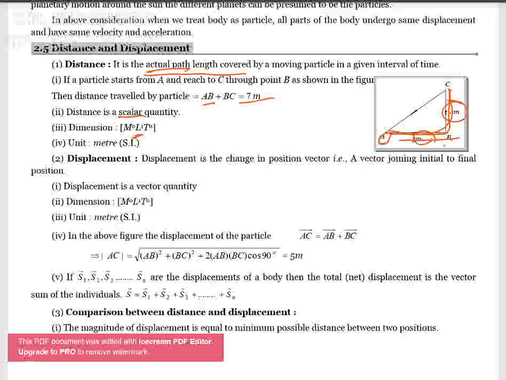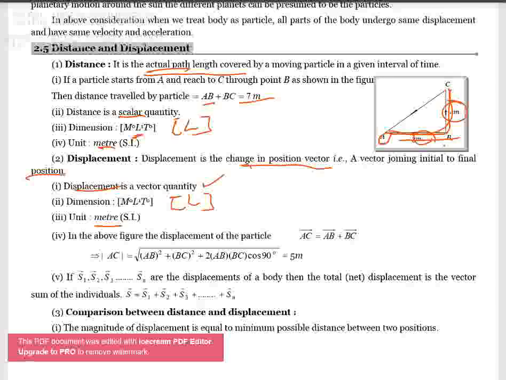M to the power of 0 means it's cancelled, and T to the power of 0 is 1. Therefore, the dimension is only what? L. And its SI unit is what? Meter. But the displacement is the change in position vector, that is a vector joining the initial to the final point. The displacement is a vector quantity, but distance is scalar, and the dimension is similar, that is L only, and the units are also similar. They are measured in meters.